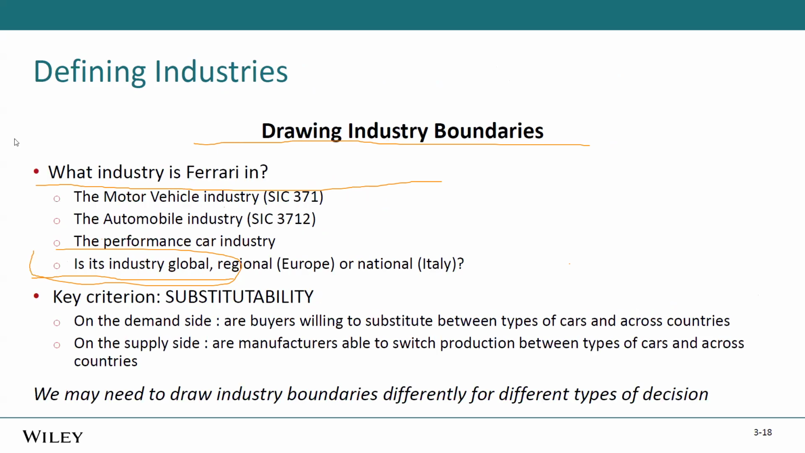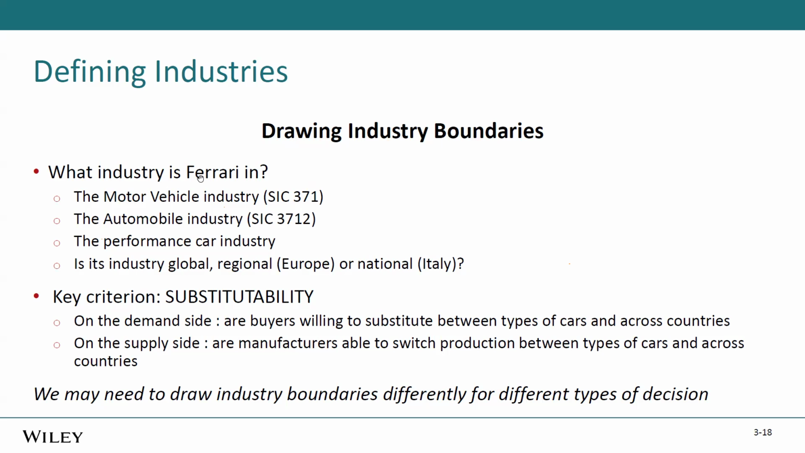A key consideration here, before you even start your industry analysis, is to think about whether we have defined our industry correctly. If you define your industry poorly, it's like a computer program: garbage in, garbage out. So we need to define it properly at first, or we're going to get the wrong answer.